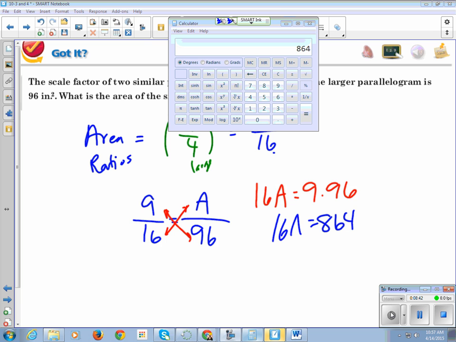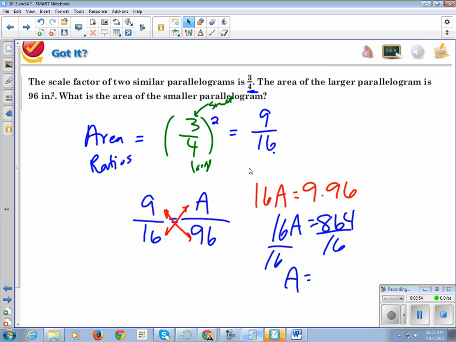Equals 16 times A. So to solve for A, I divide by 16. A is equal to 864 divided by 16. And that's 54. And my units are square inches.